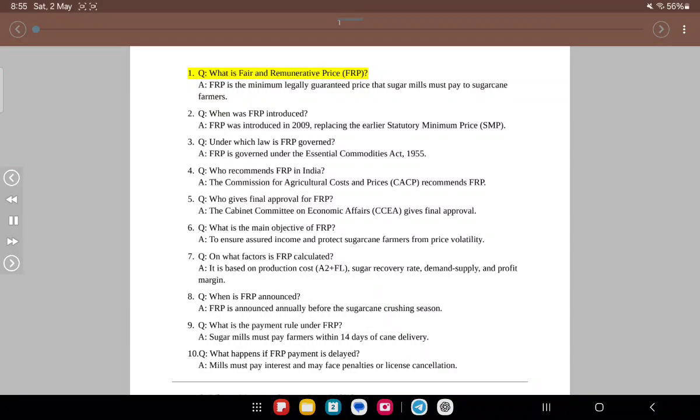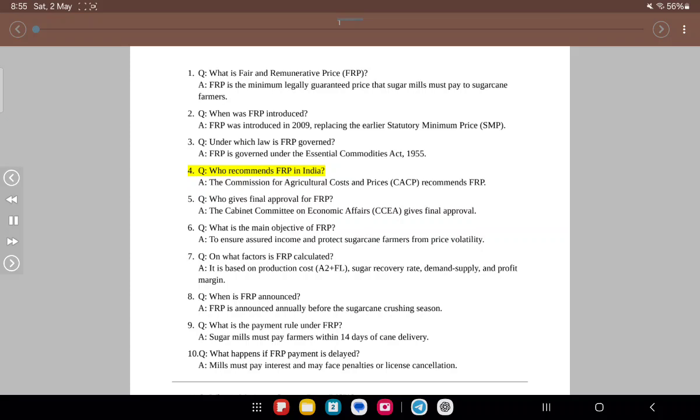1. Q. What is fair and remunerative price FRP? A. FRP is the minimum legally guaranteed price that sugar mills must pay to sugarcane farmers. 2. Q. When was FRP introduced? A. FRP was introduced in 2009, replacing the earlier statutory minimum price SMP. 3. Q. Under which law is FRP governed? A. FRP is governed under the Essential Commodities Act, 1955.